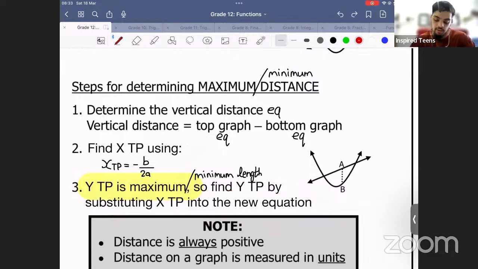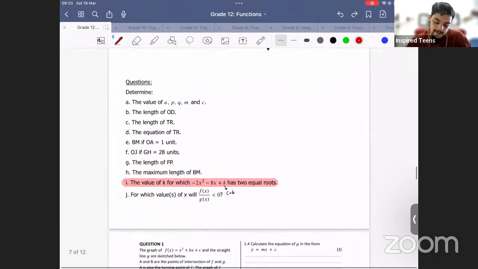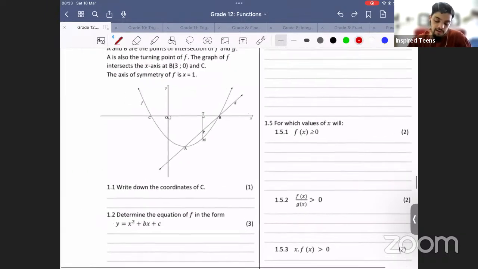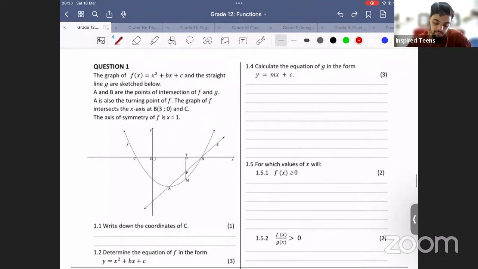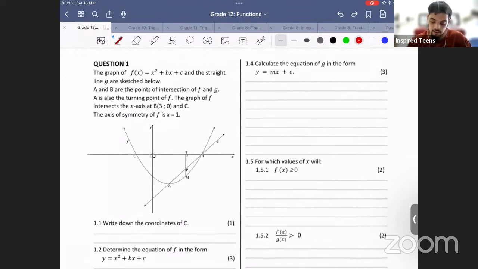Okay, cool. So let's do an example. We're not going to do this whole question. We will eventually, but for now, we're just going to do the last question. So let's fill in some of these blanks that we need.